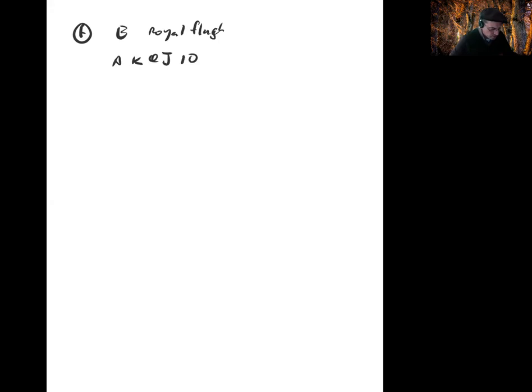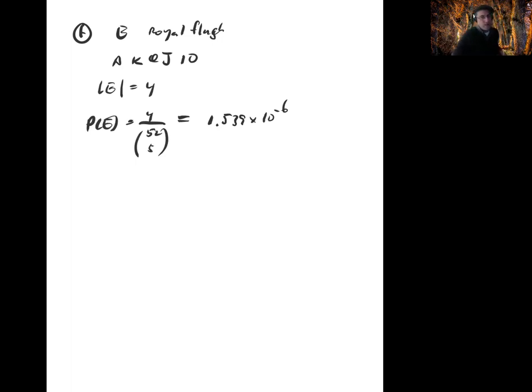Now, how many ways are there to do that? Well, there are only 4 possible royal flushes. So the size of E is 4, right? You can either get an ace of clubs, king of clubs, queen of clubs, jack of clubs, 10 of clubs, or the same thing in hearts, or the same thing in diamonds, or the same thing in spades. So the probability of E is 4 over 52 choose 5, which is a very small number. It's 1.539 times 10 to the minus 6. It's extremely rare. It happens, but it's very rare.